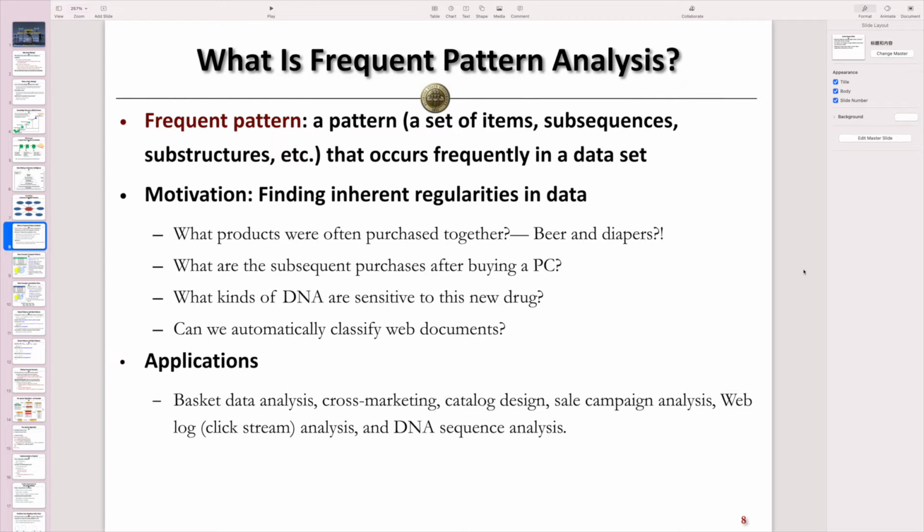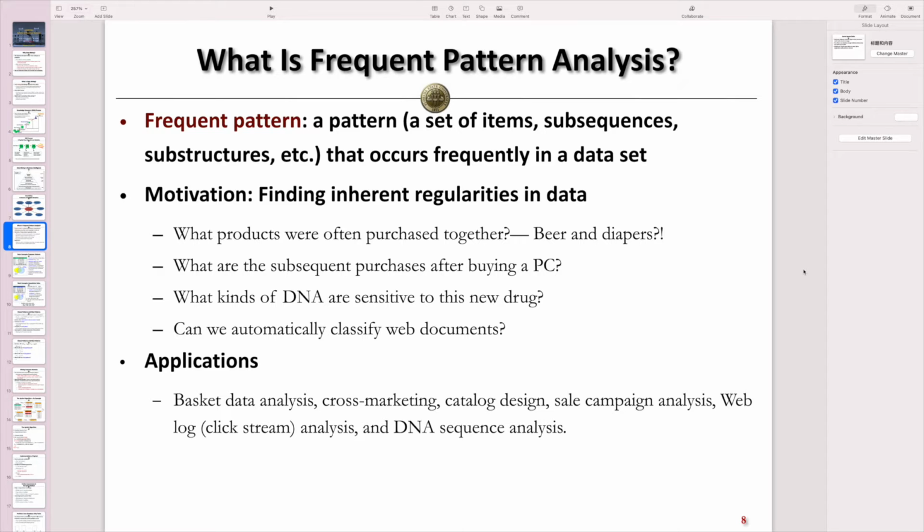Okay, we have mentioned data mining is influenced by different communities. However, in this course, we'll be focused on how to do the data mining based on database systems. We are taking the perspective of database system people. One of the very important problems studied by database system people when doing data mining is called pattern or frequent pattern analysis.